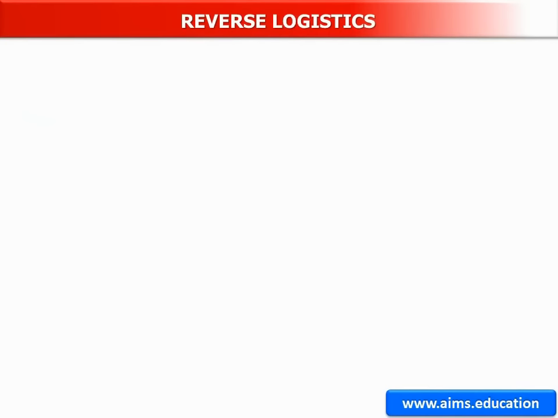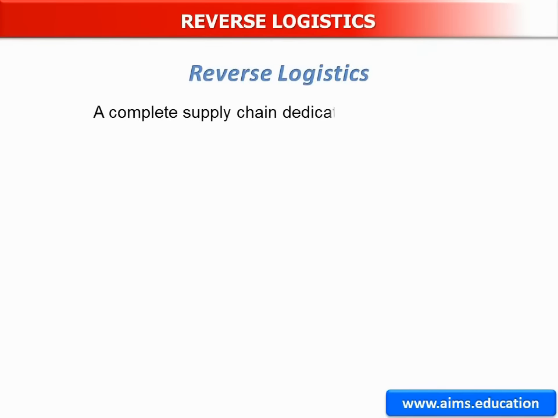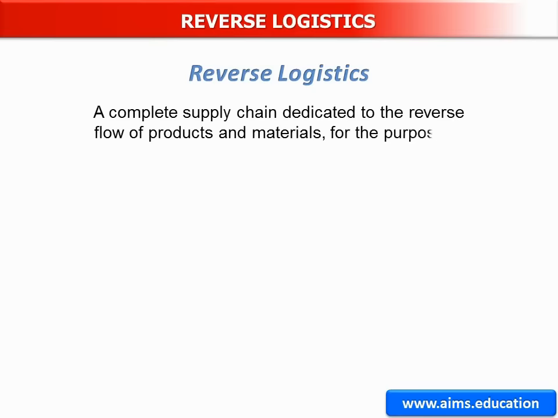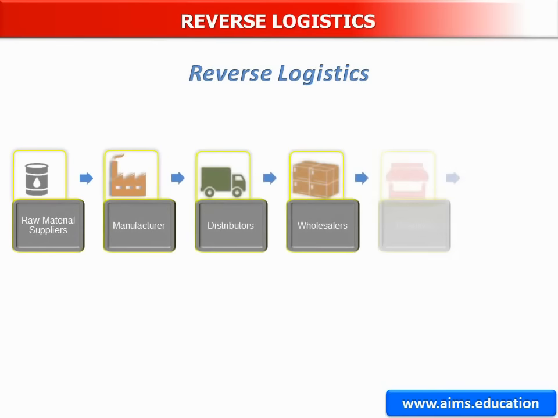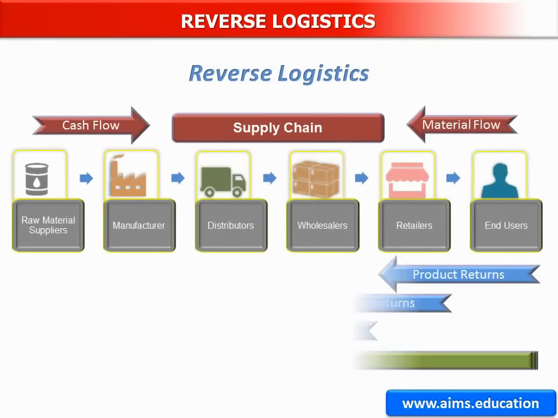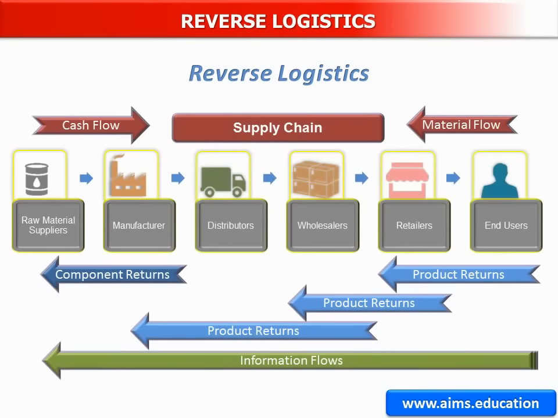What happens when you throw the supply chain into reverse? You have reverse logistics, defined as a complete supply chain dedicated to the reverse flow of products and materials for the purpose of returns, repair, remanufacture, and/or recycling. The exhibit shows the direction of material and cash flows in the reverse supply chain and lists some reverse logistics activities.